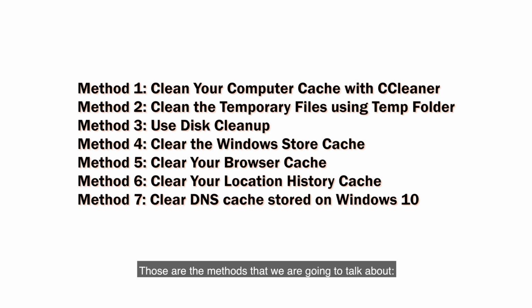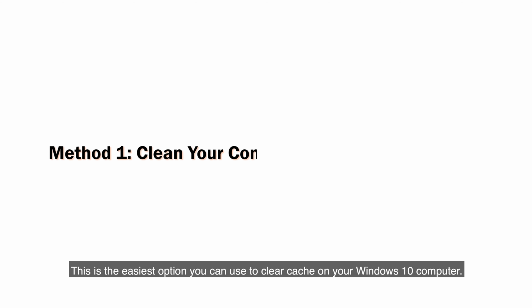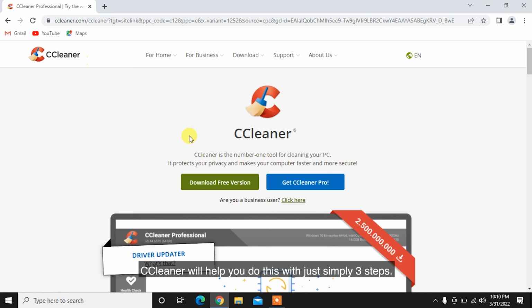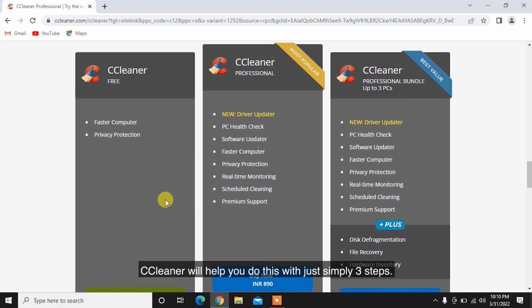Those are the methods that we are going to talk about. This is the easiest option you can use to clear cache on your Windows 10 computer. CCleaner will help you do this with just 3 steps.